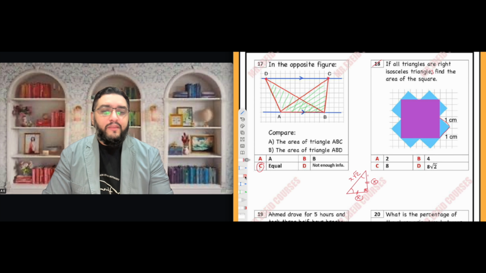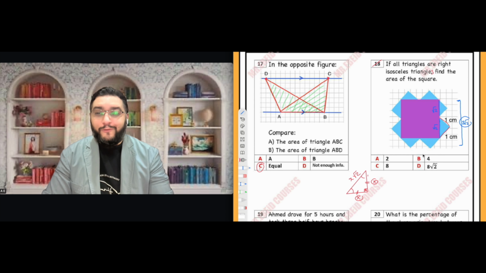You can find the length of the hypotenuse. It will be 1 times root 2, which equals root 2. So this part equals root 2, and also the same for this part. It means the side of the square will be root 2 plus root 2, which equals 2 root 2.